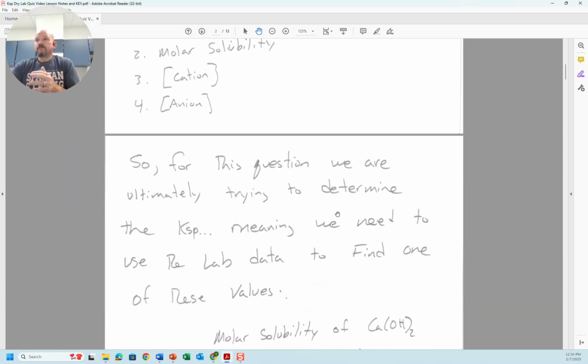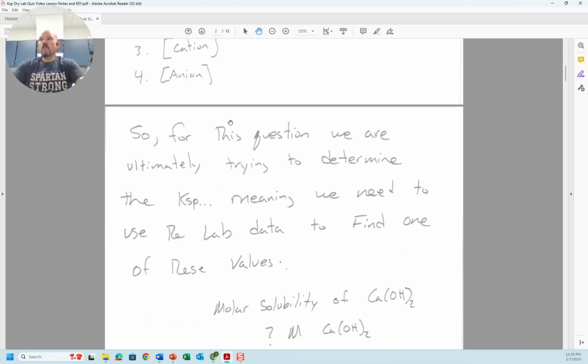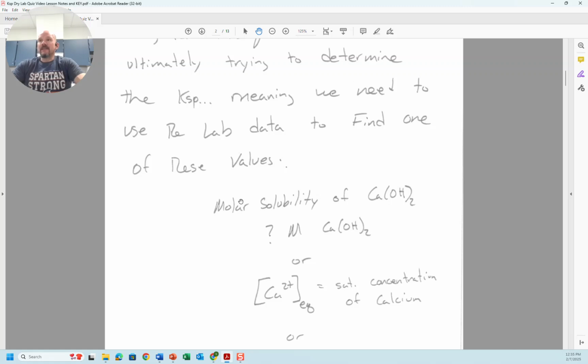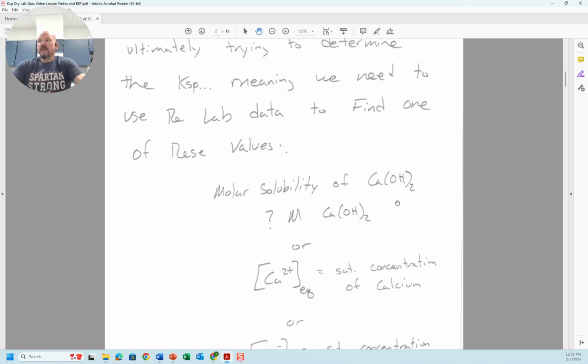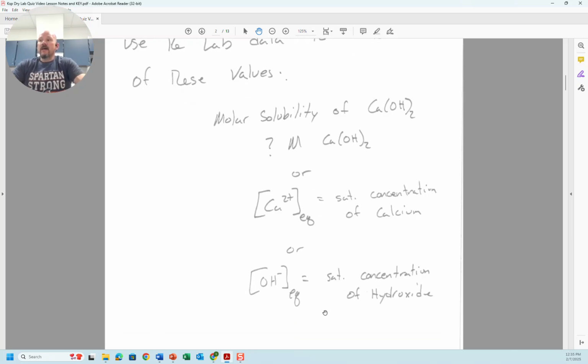So again, for this question, understand that if you know the KSP, you can also solve for these, but the purpose of this lab was to figure out the KSP. So we're going to use the lab data to figure out one of these values, so that eventually we can solve for the KSP. For this particular question, we need to find the KSP. So we need to either use the lab data to figure out the molar solubility of calcium hydroxide, or the calcium concentration, if that's possible, or the hydroxide concentration in a saturated solution. As soon as I find one of these 3 values, I've unlocked them all, and also the KSP. So let's go back to the question.